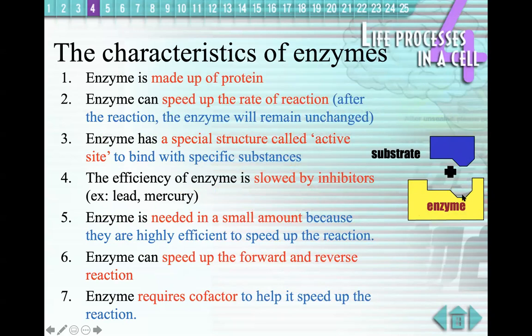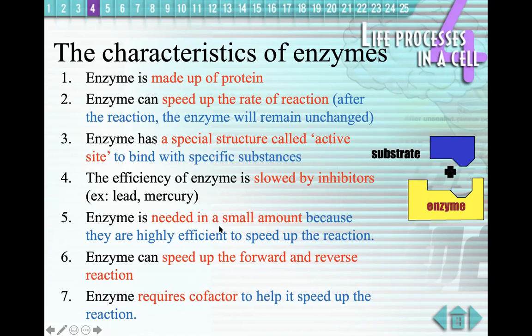This is the place where the substrate will combine with the enzyme. So this place is known as an active site. The efficiency of enzyme is lowered by inhibitor. When there is a presence of inhibitor, this will slow down the efficiency of the enzyme.